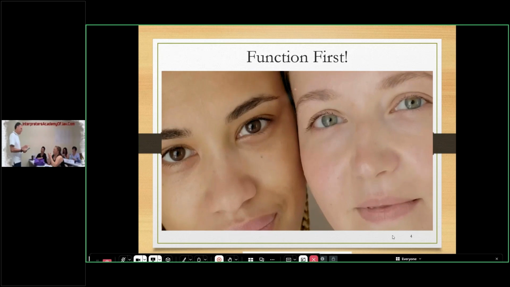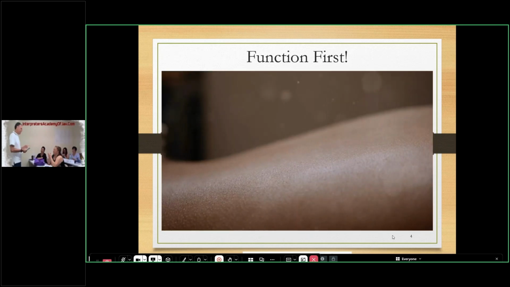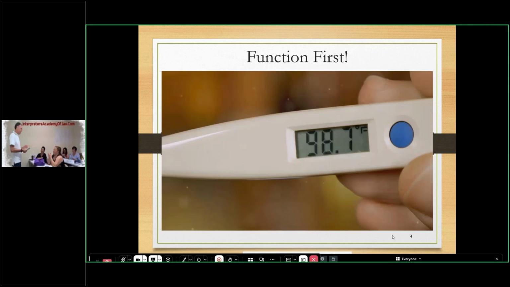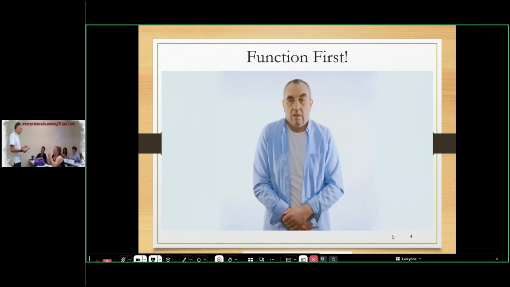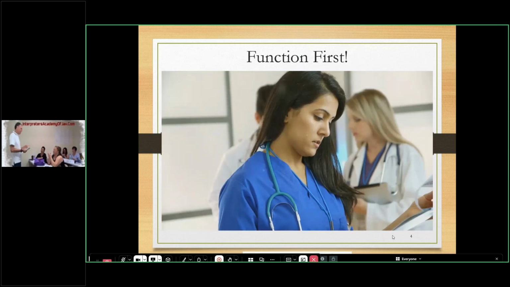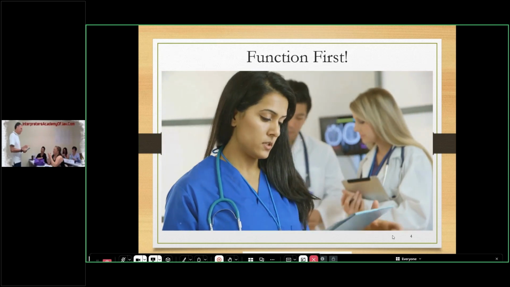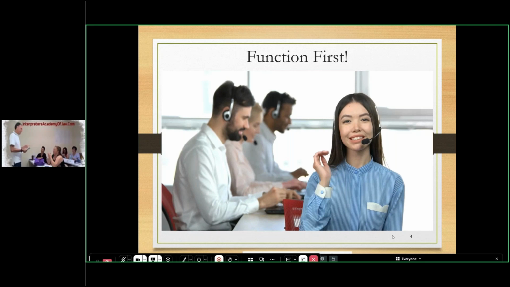To wrap things up, let's summarize the main functions of the skin or integumentary system. It covers the body, it protects underlying tissues, it helps control body temperature, it receives stimuli from the environment, and it excretes water and salts. Understanding these functions is crucial for medical interpreters like you, as it helps bridge communication between patients and healthcare providers.